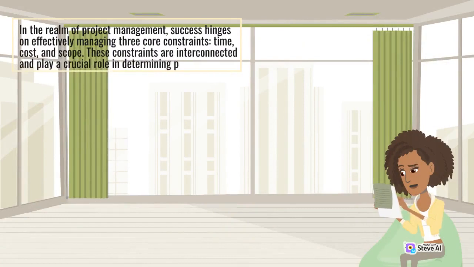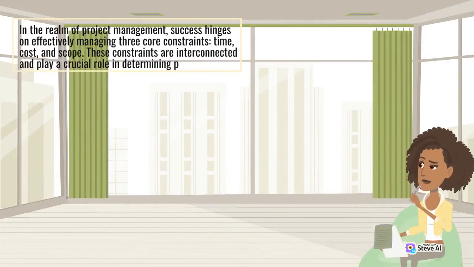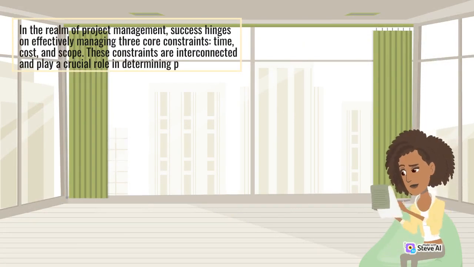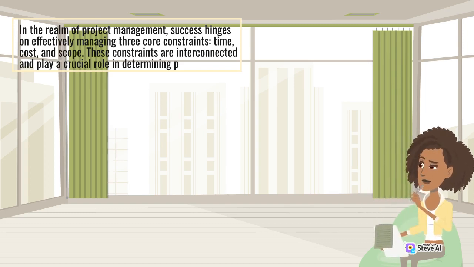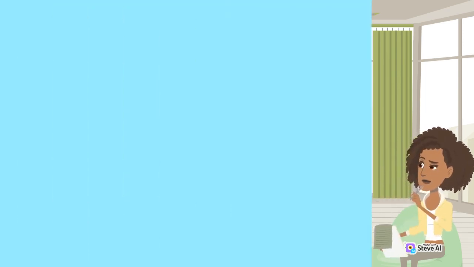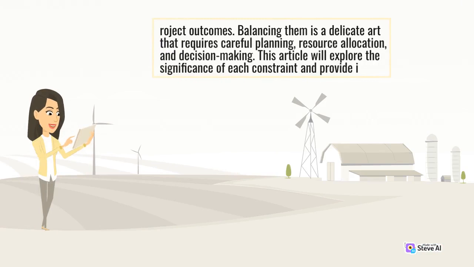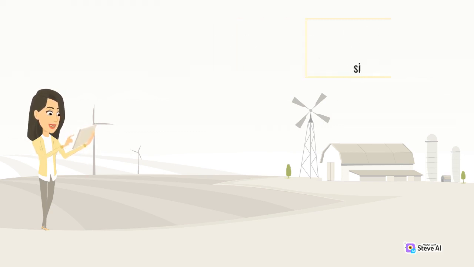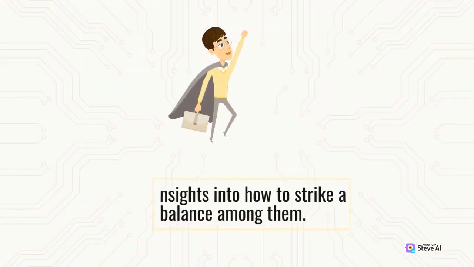In the realm of project management, success hinges on effectively managing three core constraints: time, cost, and scope. These constraints are interconnected and play a crucial role in determining project outcomes. Balancing them is a delicate art that requires careful planning, resource allocation, and decision-making. This article will explore the significance of each constraint and provide insights into how to strike a balance among them.